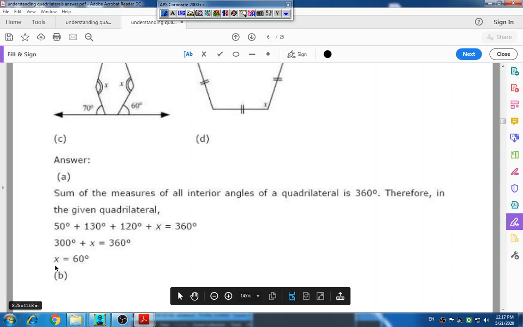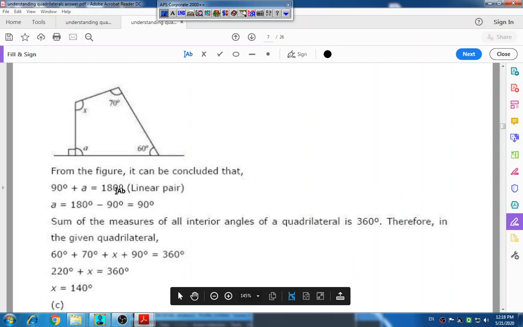Now look at here how we can solve this sum. Look at here. From the figure it can be seen that the angle is A. So this 90 plus A is equal to 180 because it makes a line. So it is a linear pair angle. So A is equal to 180 degree minus 90 degree is equal to 90 degree.